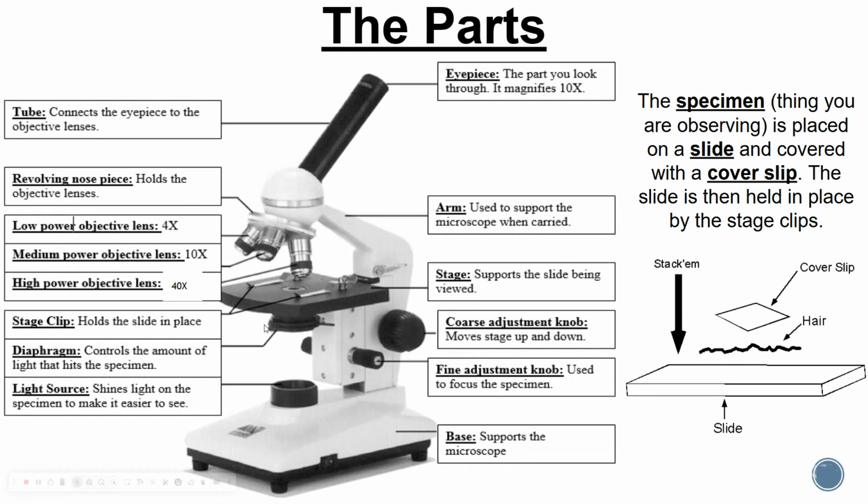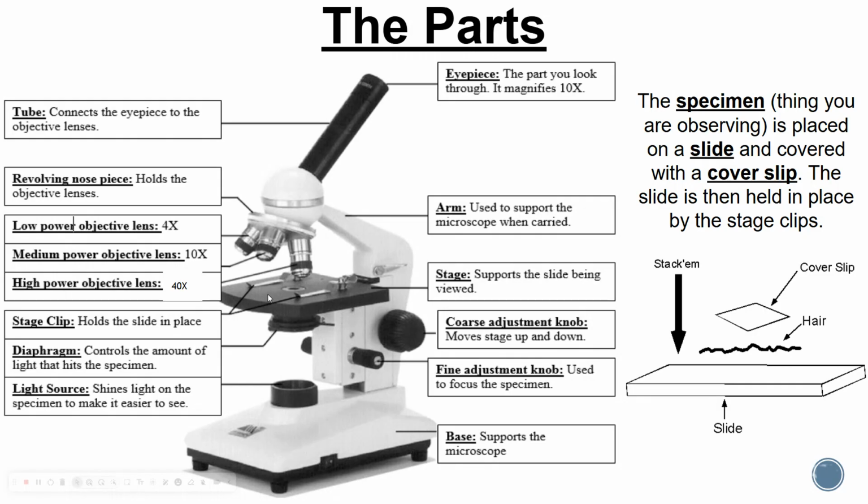You also have what's called a diaphragm. With the diaphragm, you can adjust how much light goes through, so it's not too bright, or it's bright enough for light to hit the specimen. So light source, diaphragm here. Where you put the specimen, this black piece here is called the stage. Okay, because the specimen is the star of the show, that's called the stage.